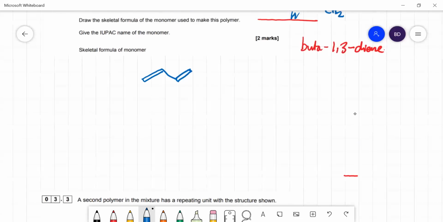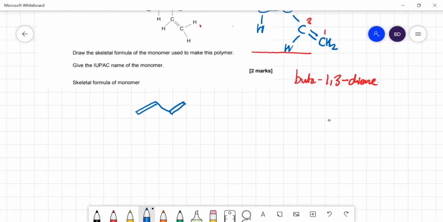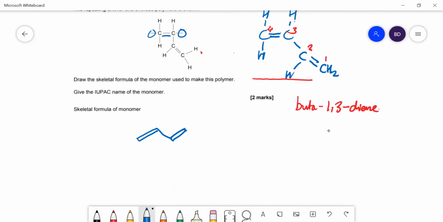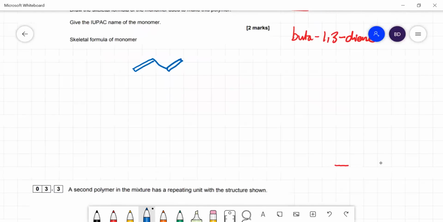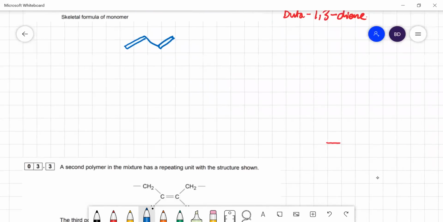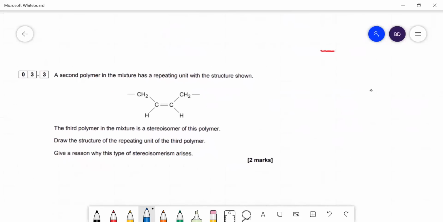Now, I'm just going to be careful here about thinking about EZ isomerism. Okay, that's fine. But we've got the second polymer there. Let's now draw the third polymer, which is a stereoisomer. Why does it arise? Well, we've got a double bond here, and there's no rotation around a double bond.